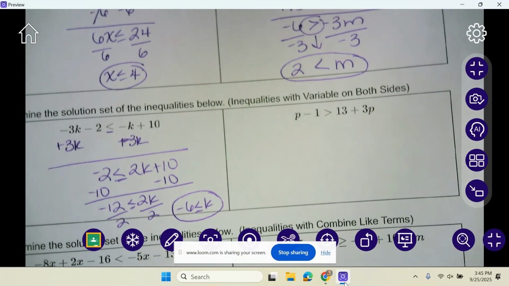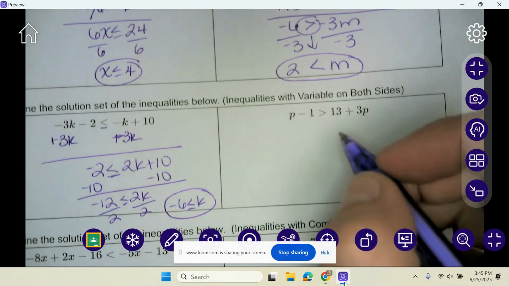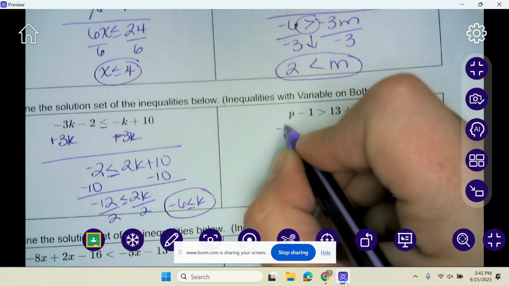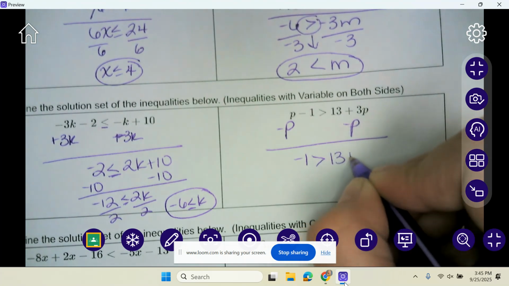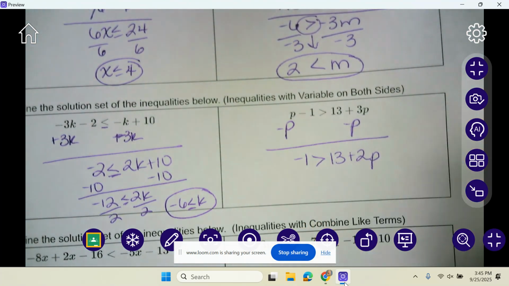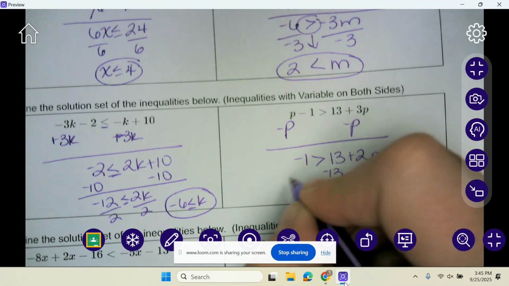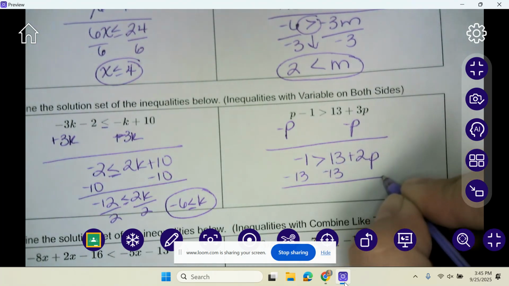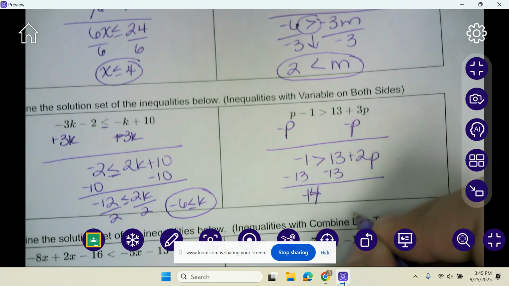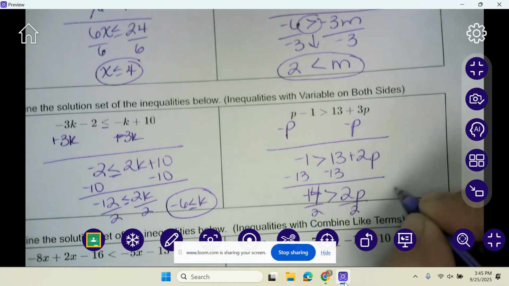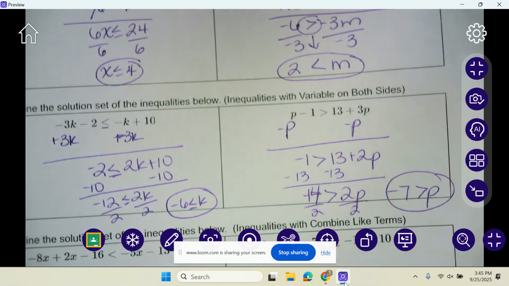Okay. All right, let's take a look at this one. So I'm going to move my p over. And then I'm going to take away my 13. And then you get negative 7. I'm sorry, I'm a step ahead of myself. Negative 14 is greater than 2p. Divide by 2. Negative 7 is greater than p.